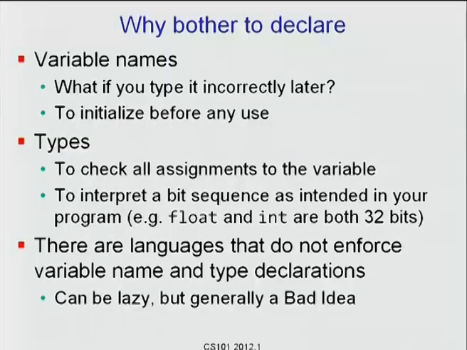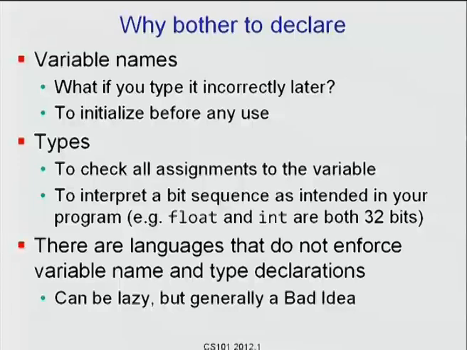So why bother to declare at all? There are languages where you don't need to declare variables. You just pull the variable out of thin air and start using it. Perl is one such language. Now, however, it's really bad to code in languages that don't require you to declare variables, because what if you type it incorrectly later? A single character error in using a variable later on might read garbage for you. So declaring is always a good idea. You should always use languages which make declaration of variables compulsory. And also, you can initialize it before any use. So the compilers can usually catch if you run a risk of using a variable before declaring and initializing it.